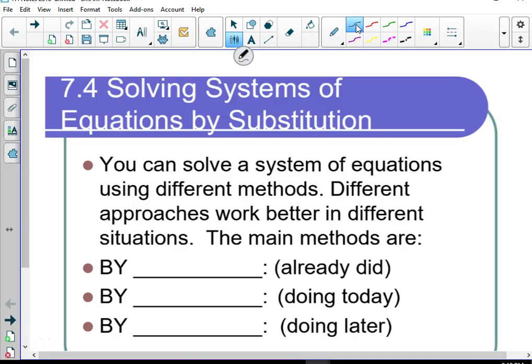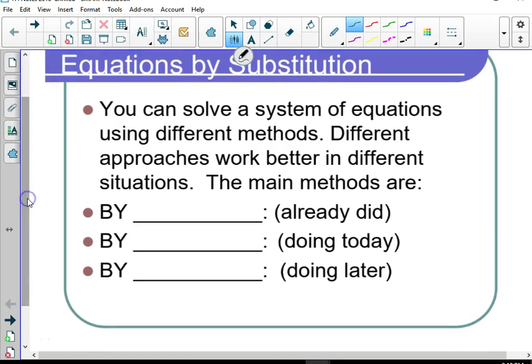Systems of equations by substitution. You can solve a system of equations using different methods. Different approaches work better in different situations.